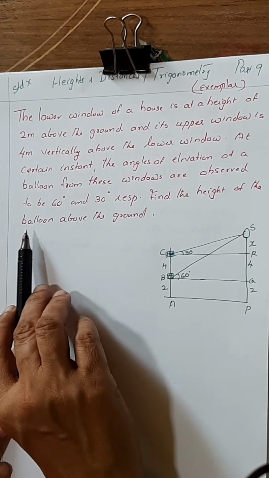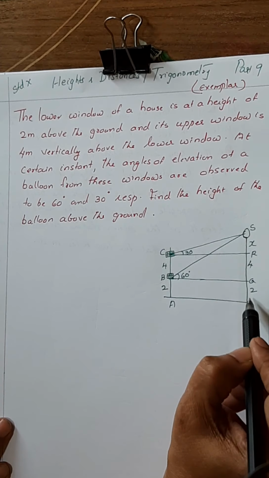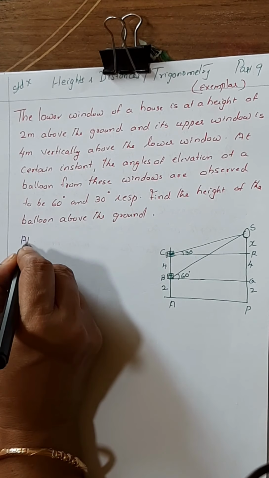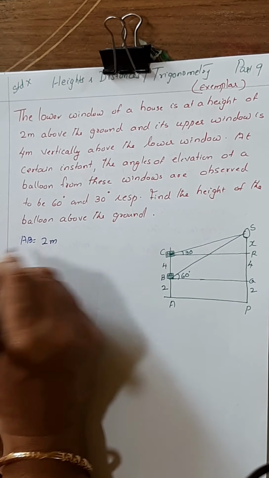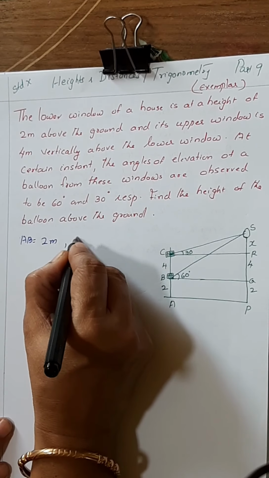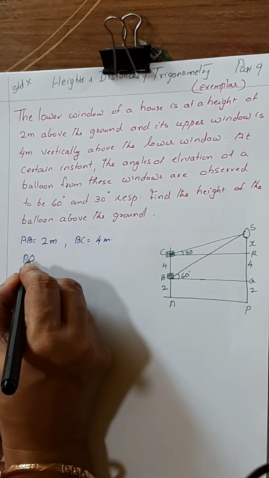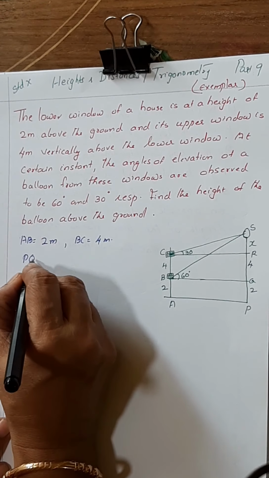Now we have to find the height of the balloon above the ground. Now we have to find the full height. PS is what we have to find. So it is given AB equal to 2 meters, BC is equal to 4 meters. We have to find PS.